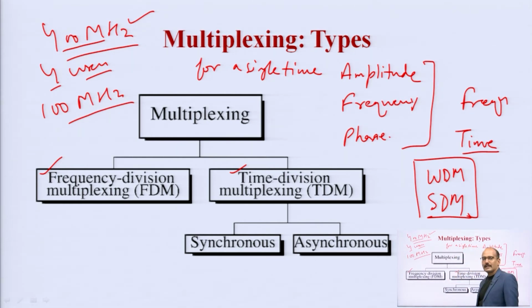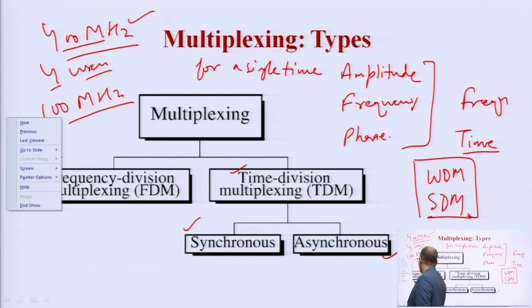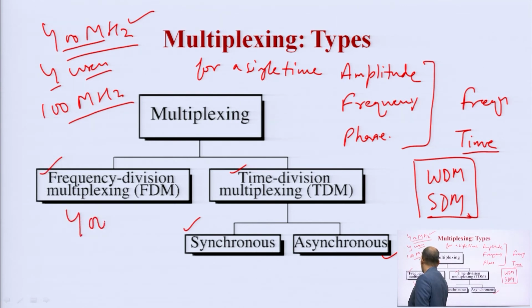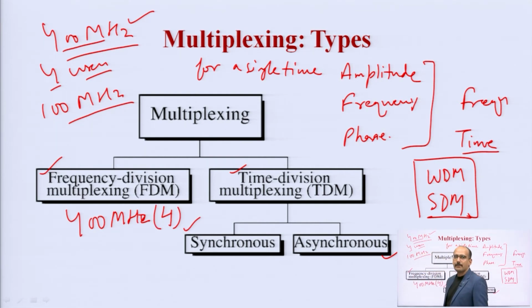Time division multiplexing is again divided into two parts. First one is synchronous and second one is asynchronous. Now, when we are talking about these divisions, what happens in frequency division multiplexing? If we have 400 megahertz with 4 users, we are simply dividing this 400 megahertz among the users by giving 100 megahertz to each user.